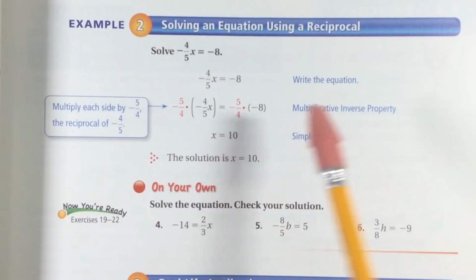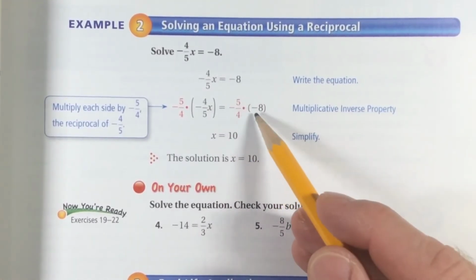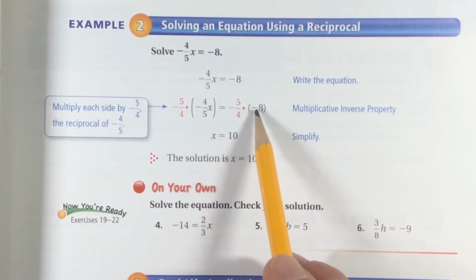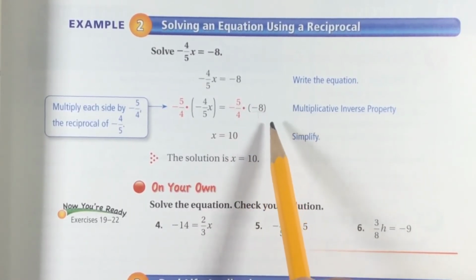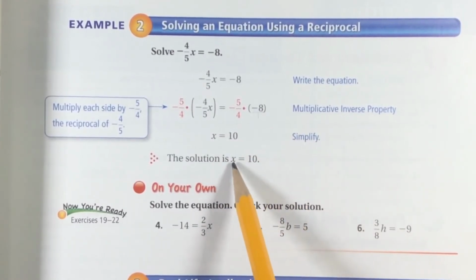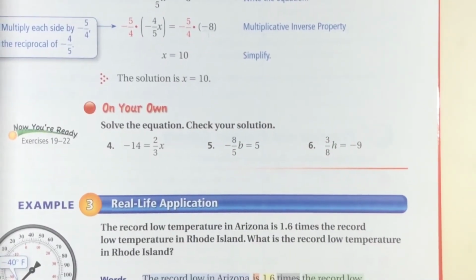We do have to multiply this side also by the reciprocal, so negative 5/4. Remember, this is just negative 8/1. So a negative times a negative is a positive. 5 times 8 is 40. 4 times 1 is 4. 40/4 is the same as 10. 40 divided by 4 is 10. So x equals 10. So we multiply both sides by the reciprocal of the coefficient. Okay? So give these 3 a try right there.